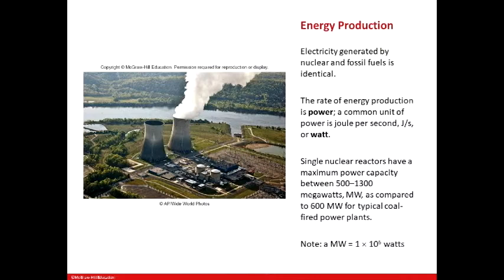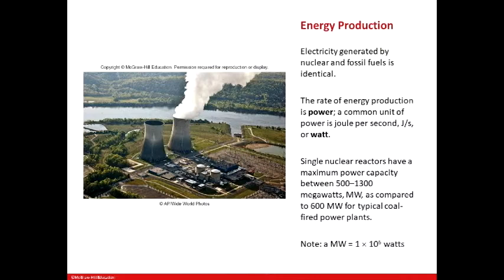The rate of energy production is power. So the rate at which we produce energy is called power. Okay? A common unit of power is joules per second, or watt. We think of it in watts in our everyday life, a 20 watt or so many watts. So now you know each time you say a watt, you're saying a joule per second. That's a rate, right? Because you have to have energy per time. So the rate at which it's produced is called a watt.